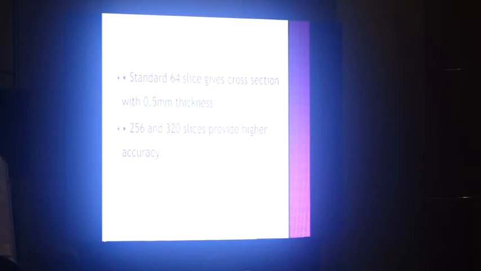A 64 slice CT gives better results because the slice thickness is very minimal, 0.5 mm. And nowadays 256 slice CT as well as 320 slice are coming into medical fields, and these CTs are particularly useful for virtual colonoscopy, sigmoidoscopy, and upper GI scopies.